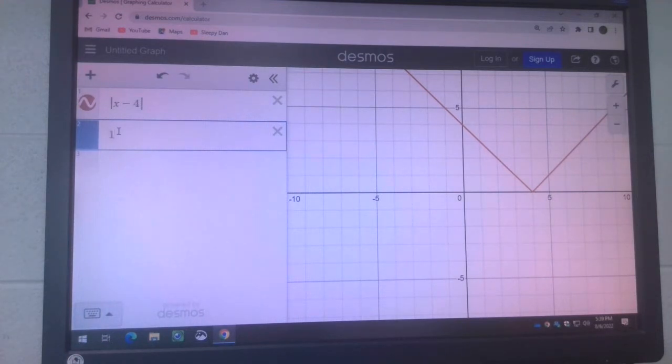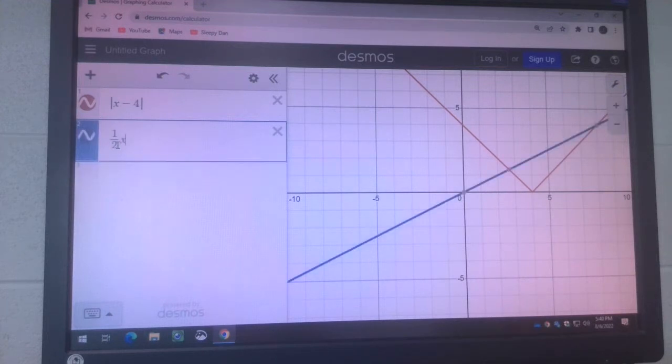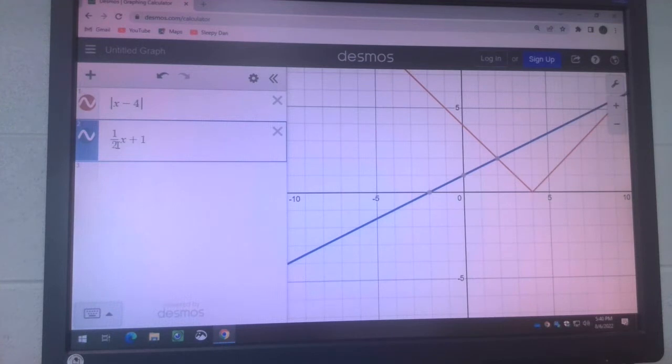Now, we're trying to find where it intersects with 1/2 x plus 1. So 1/2, I could have put 0.5. Now when the cursor's down here, I got to use my right arrow. If I put x in right now, it'll be 1/2x. I don't want that. So I'm going to slide over, slap that x in there, and then plus 1. Now look how cool this is.